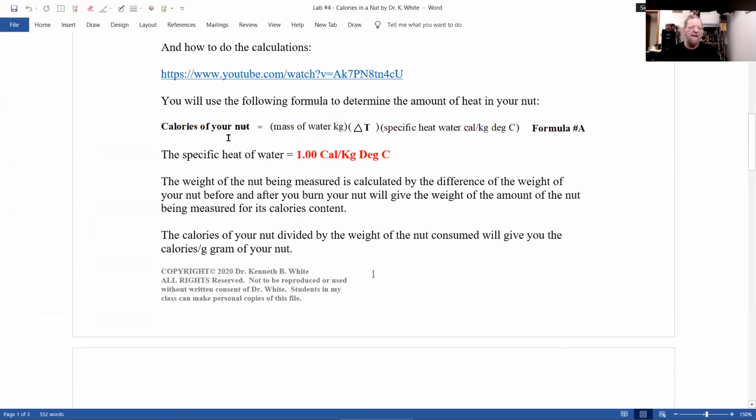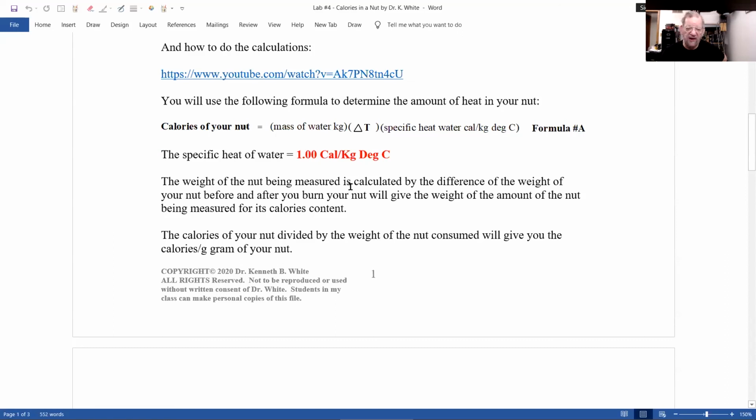All right. The important formula, Formula A, is mass of water in kilograms times temperature difference delta T times the specific heat of water in calories per kilogram degrees C tells you how many calories in your nut. Now, the specific heat of water is 1.00 calories per kilogram degrees C.